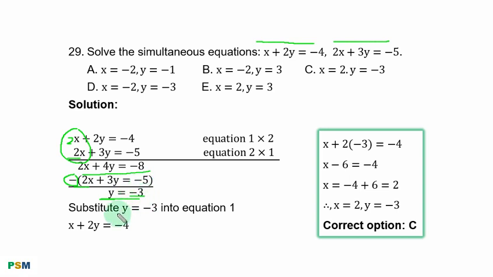To continue, you have to replace y with minus 3 in any of the equations. I'm using equation 1. This is equation 1. You replace y with minus 3. When you simplify this term, you have this result. Collect like terms, s becomes minus 4 plus 6, that is 2. Therefore, s equal to 2, y equal to minus 3. The correct option is C.